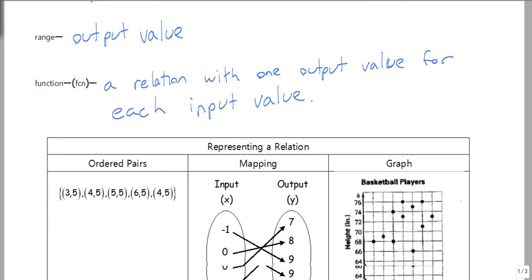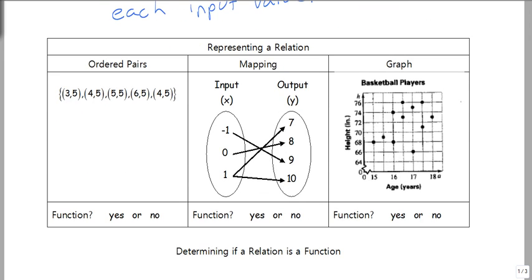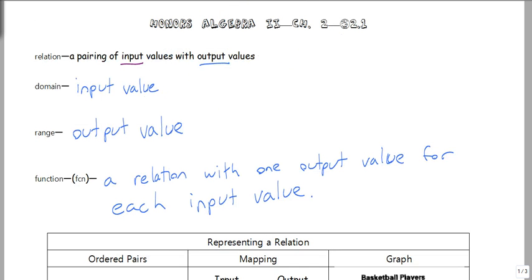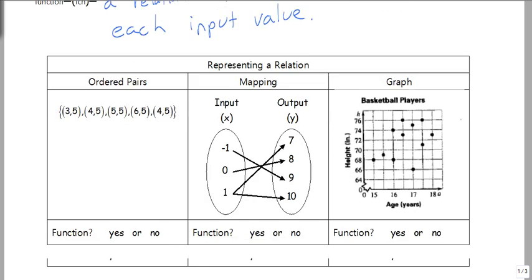So let's look down here and talk about functions a little more. Ordered pairs. Let me say this too actually. Usually when we're talking about our input value in problems, that is usually your x value. And then our output is usually the y value. Not always.